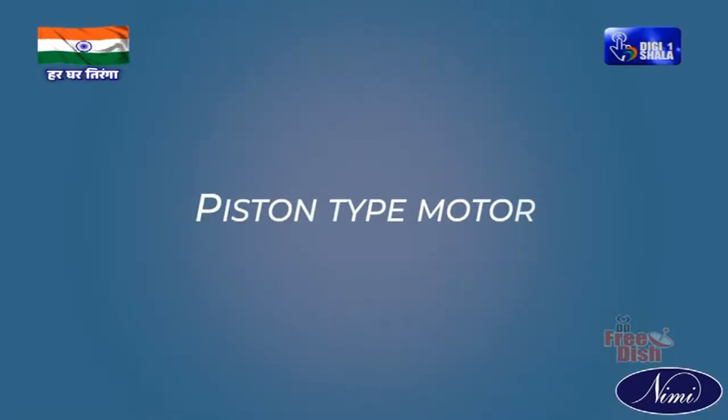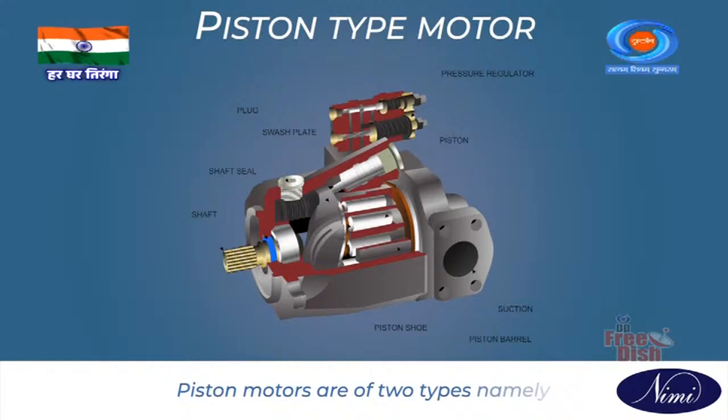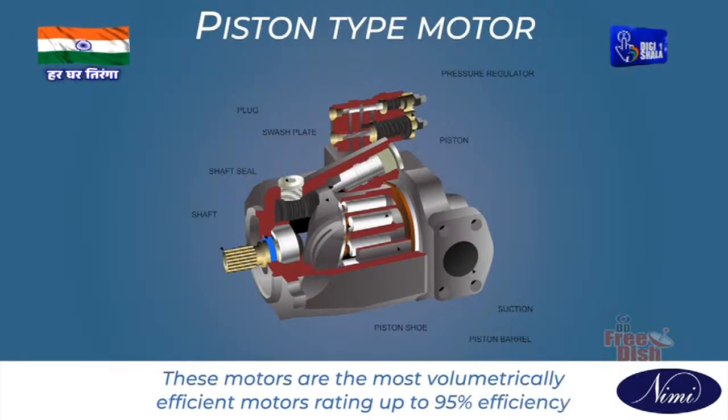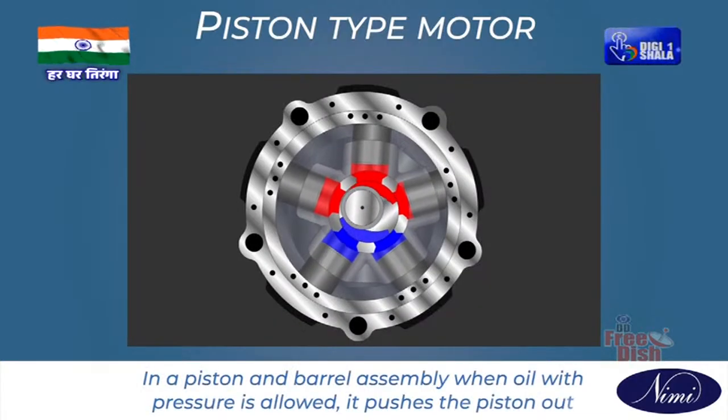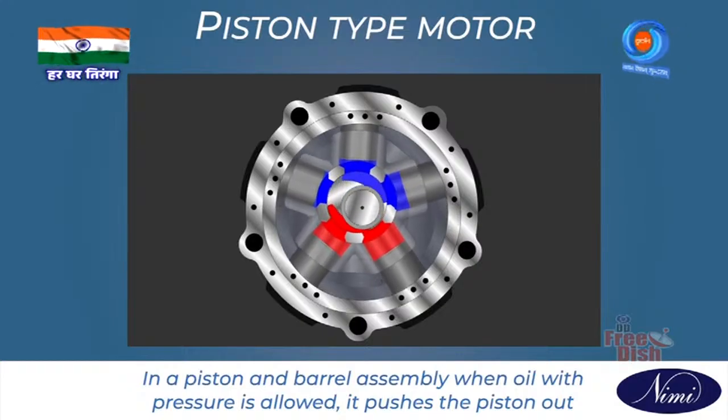Piston type motor. Piston motor is totally different from the other two types in its construction. Piston motors are of two types, namely axial piston motors and radial piston motors. These motors are the most volumetrically efficient motors, rating up to 95% efficiency. In a piston and barrel assembly, when oil with pressure is allowed, it pushes the piston out.